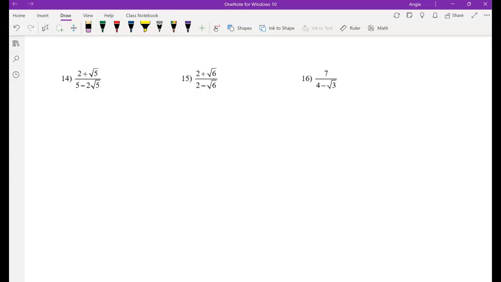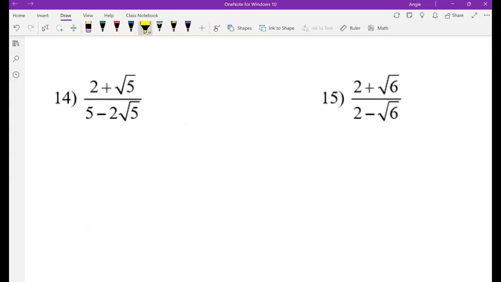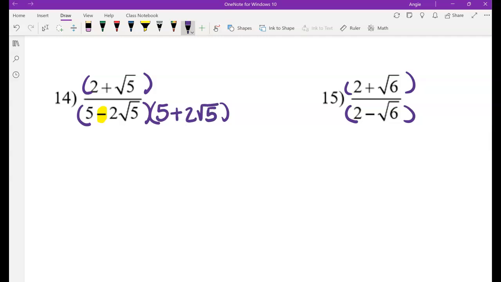All right, now what happens when you have binomials on the denominator? Then this is when we have to multiply by the conjugate pairs, okay? The conjugate pair means everything's the same except the sign in the middle will be opposite. So put parentheses around all binomials right now, okay? So multiply this by 5 plus 2 rad 5. What you multiply to the bottom, you multiply to the top, okay?